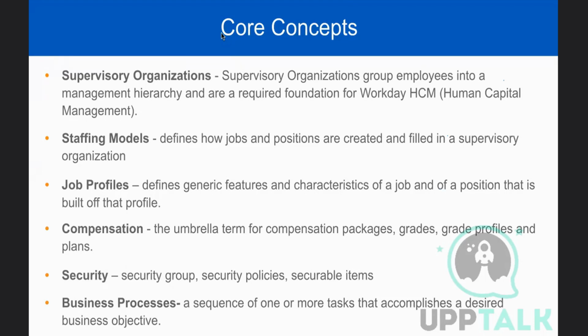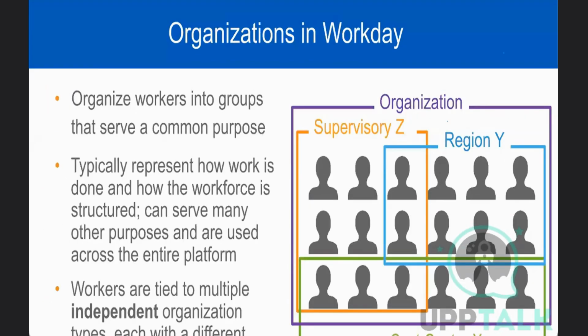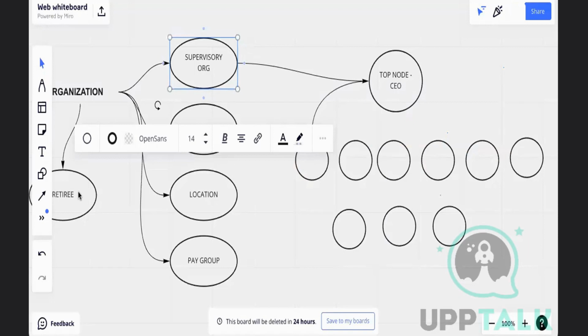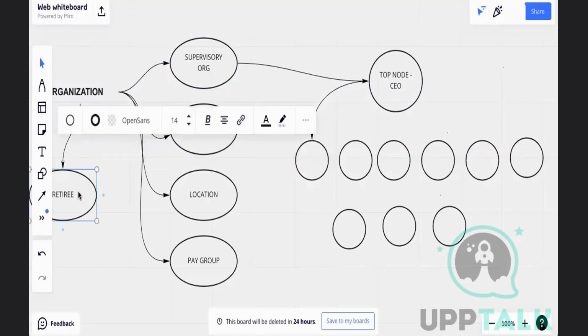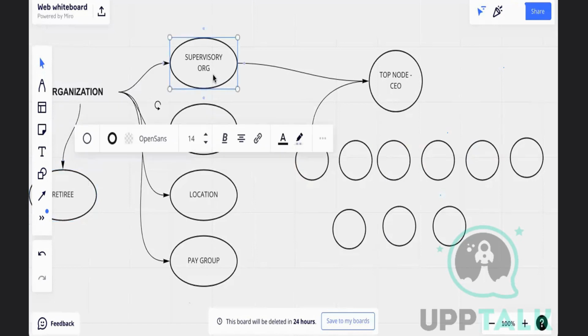Vinita, to your question, do we have only these 4 organizations? No. There are many types of organizations based on which industry you're working in, like retirees, another one. There are more organizations like grants, academic units, matrix organizations, custom organizations. There are a lot of different types. I'm just giving you some of the common ones, which we will also create and look into. Maybe not the pay group, but location, cost center, and supervisory organization are something that we will create.